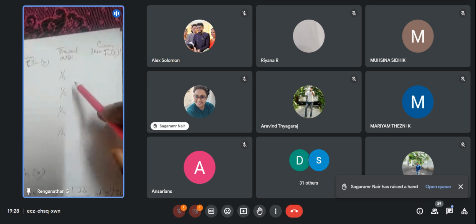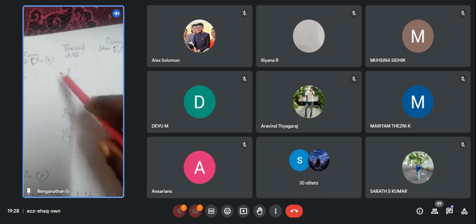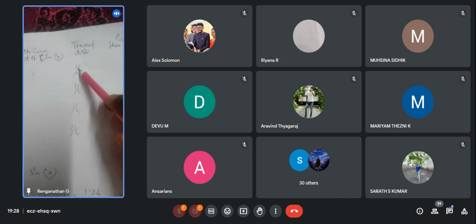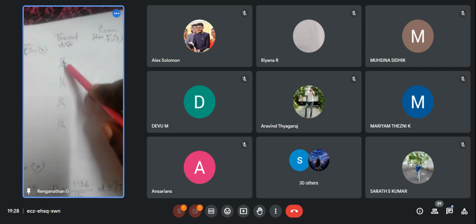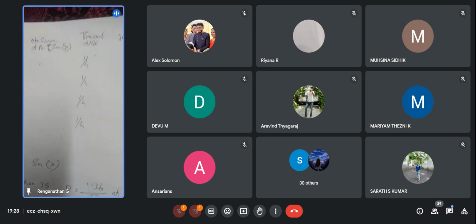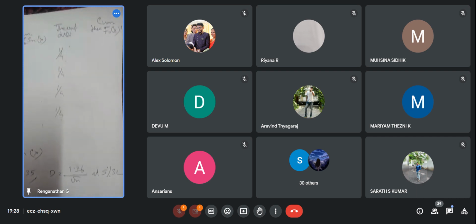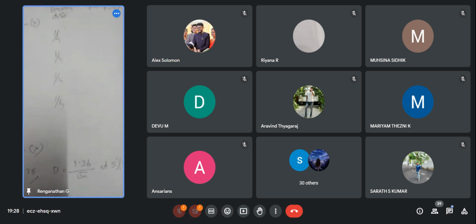So when the dark one is selected, it is 1 by 4. Out of 4, somebody is selecting the dark. So that is the probability, which is 1 by 4. Similarly, all have equal chances of probability. That is why it is shown here as 1 by 4, 1 by 4, 1 by 4, and 1 by 4. Okay, which is called theoretical distribution.